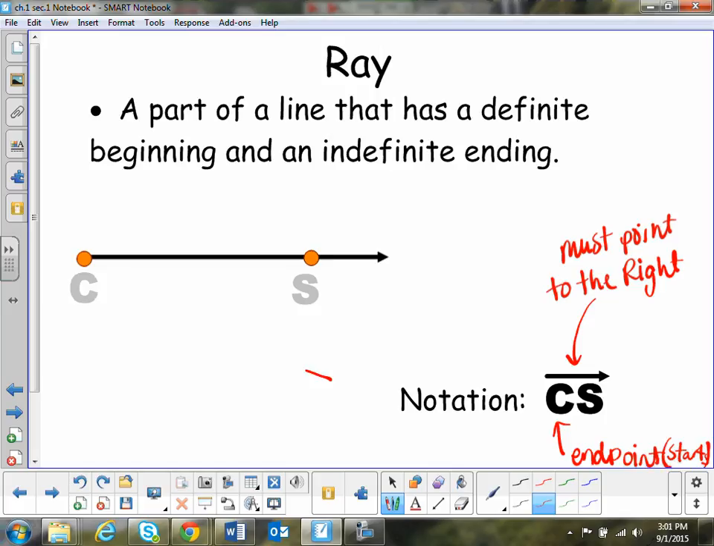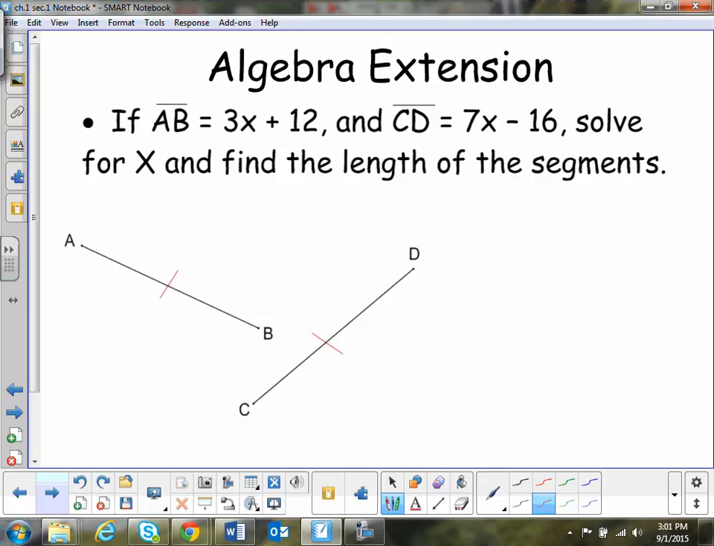People often get confused on this one right here. That's A, that's B. They make a mistake and write AB like that. Okay, that's wrong. This one should be written B first, because that's the endpoint. Then A, and the arrow must point to the right. All right, let's do a couple of examples.